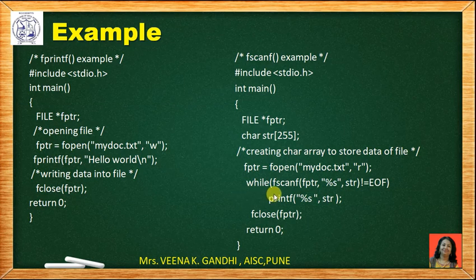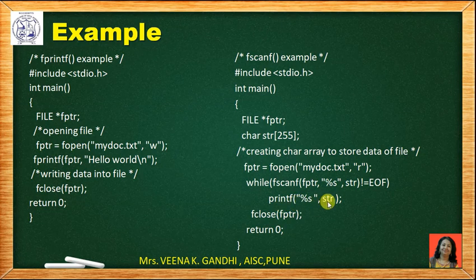Then read the data from the file. So the fscanf function accepts fptr, then the format, which is %s. So we want to read a string from the file and store it in str. Now we will read the file till we get the end of the file. After reading that string from the file, print that string on the screen, printf %s str.